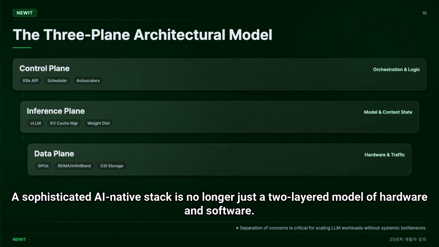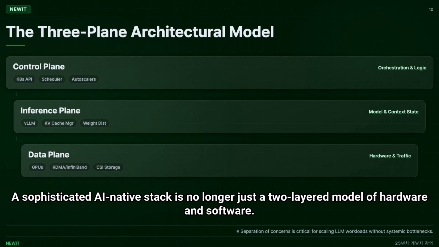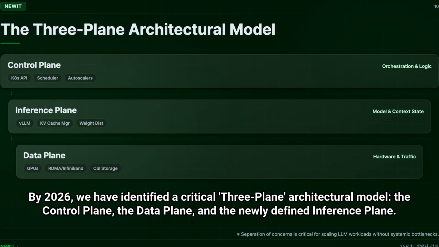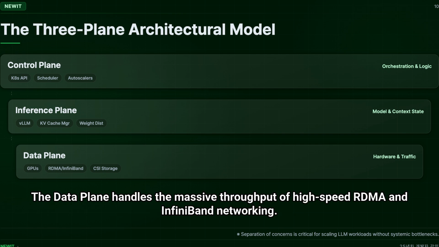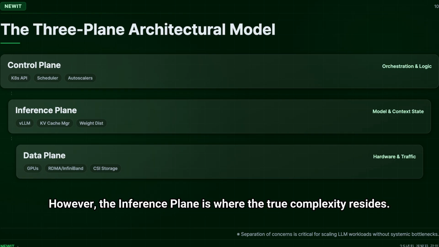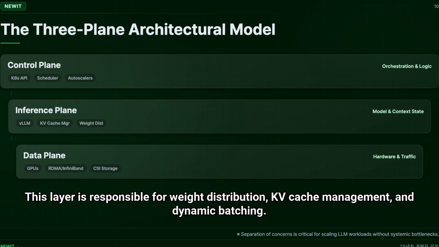A sophisticated AI-native stack is no longer just a two-layered model of hardware and software. By 2026, we have identified a critical three-plane architectural model: the control plane, the data plane, and the newly defined inference plane. The control plane remains the realm of Kubernetes API servers and schedulers, managing the where and when. The data plane handles the massive throughput of high-speed RDMA and InfiniBand networking. However, the inference plane is where the true complexity resides. This layer is responsible for weight distribution, KV cache management, and dynamic batching.